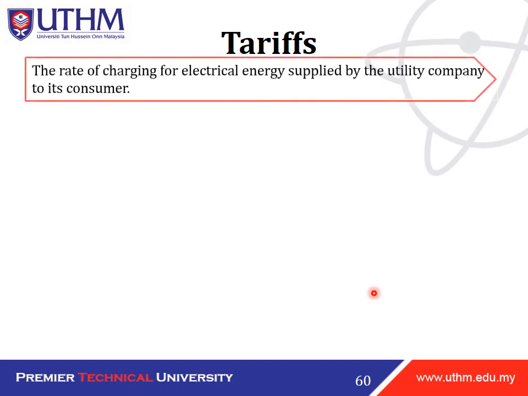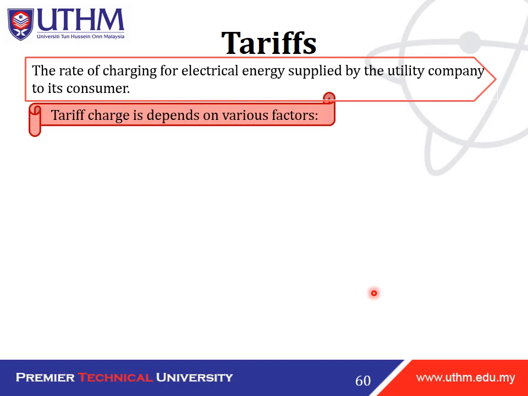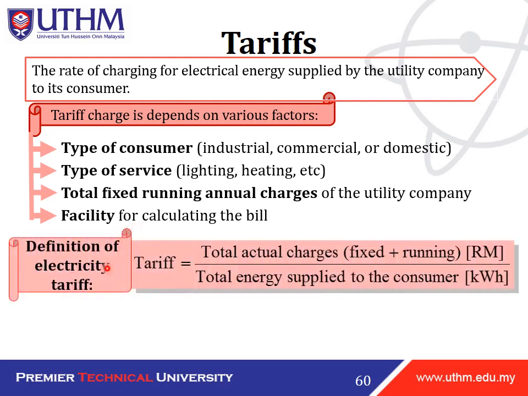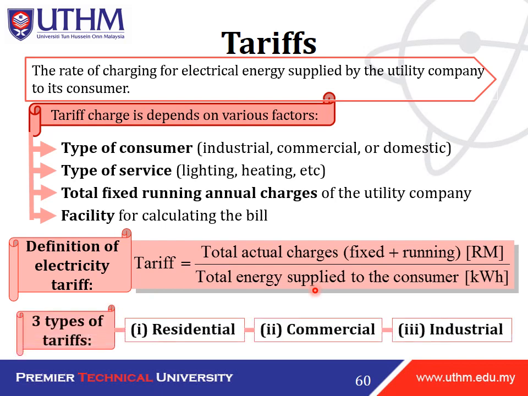Okay, now we move to the tariff. So, tariff is the rate of charging for electrical energy supplied by the utility company to its consumer. Tariff charge depends on various factors such as types of consumer, types of service, total fixed running annual charges of the utility company, and also facility for calculating the bill. Definition of electricity tariff is the total actual charges, fixed plus running, divided by total energy supplied to the consumer. Three types.